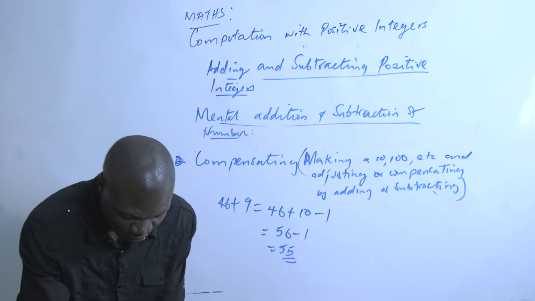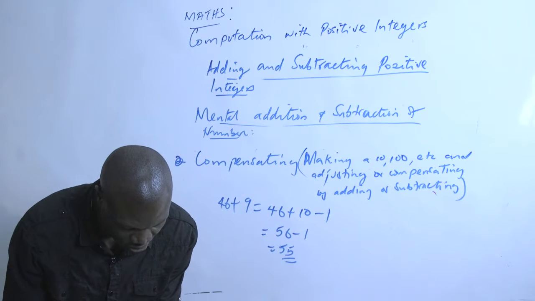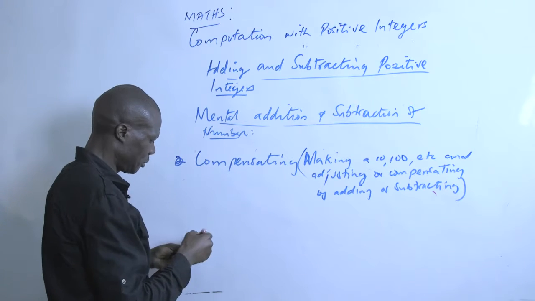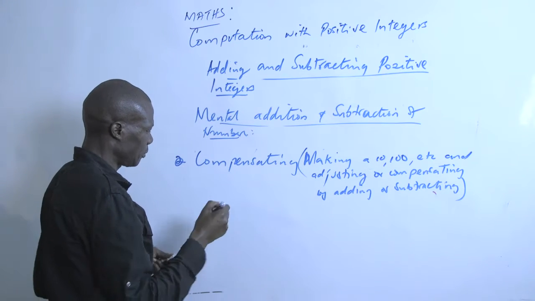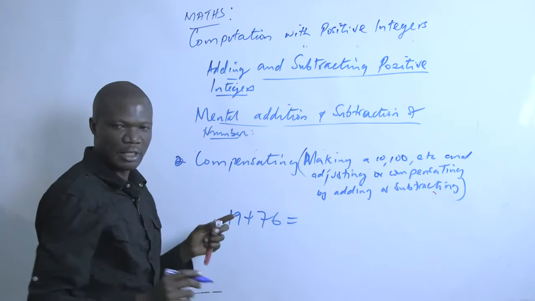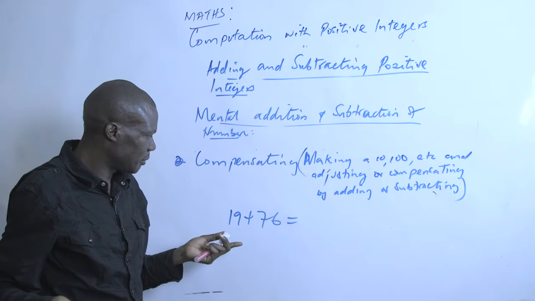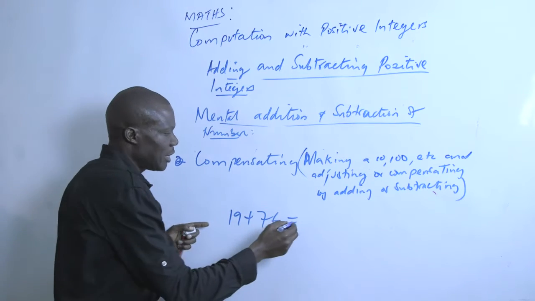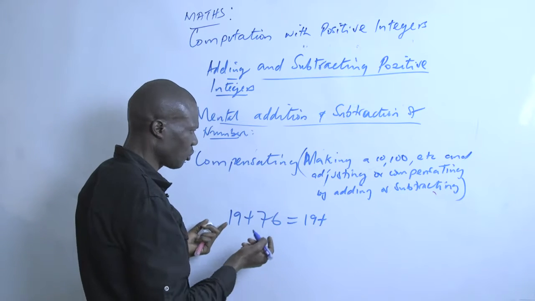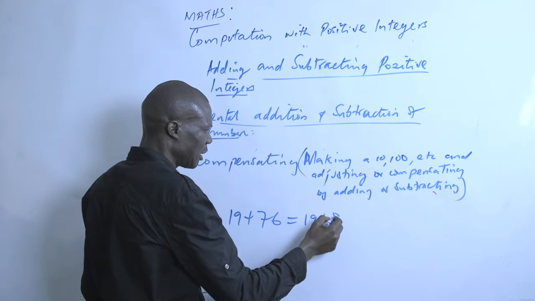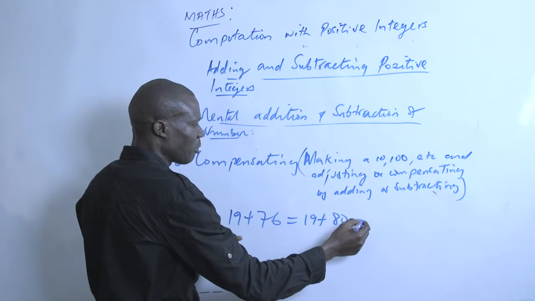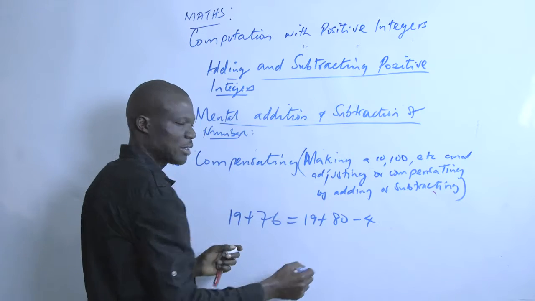Let us look at another example where we are going to use compensating again. Have 19 plus 76. 19 is there. We adjust 76. The nearest, we make it a 10, it will give us 80. And we realize to get 80, we added 4. So we must remove 4 from our answer.